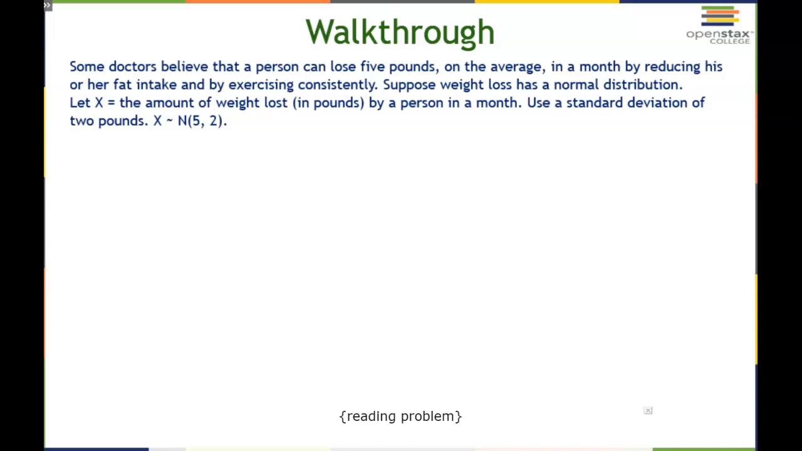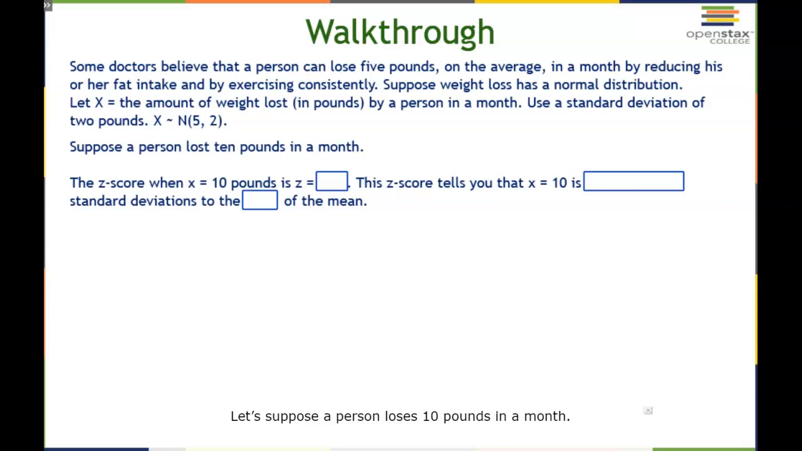Suppose weight loss has a normal distribution. Let X equal the amount of weight loss in pounds by a person in a month. We're going to use the standard deviation of 2 pounds. So our normal distribution right now is a mean of 5 and a standard deviation of 2. Let's suppose a person loses 10 pounds in a month.